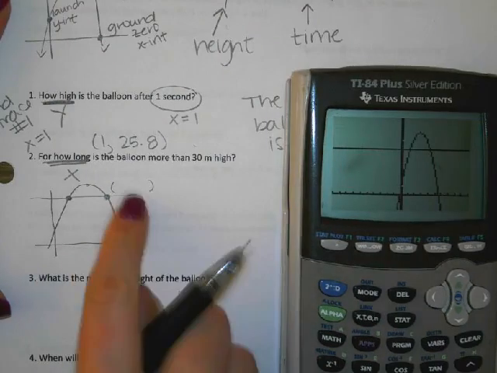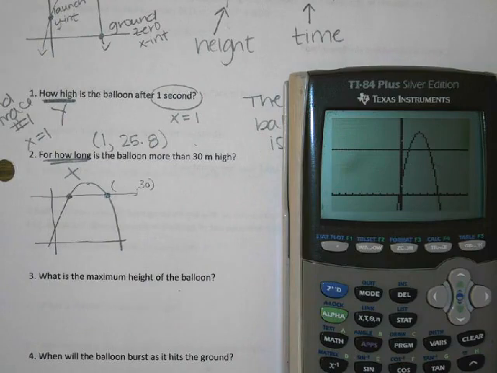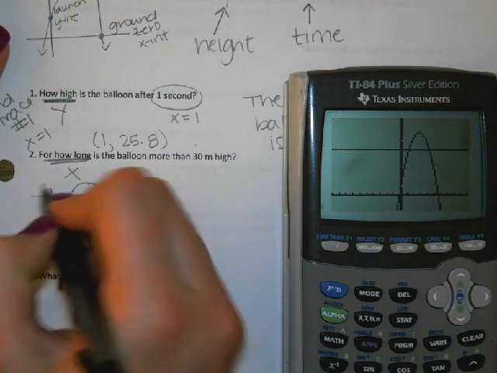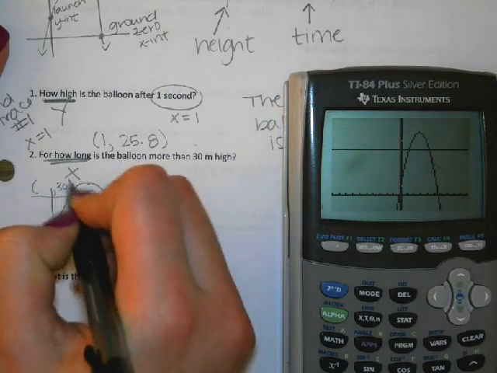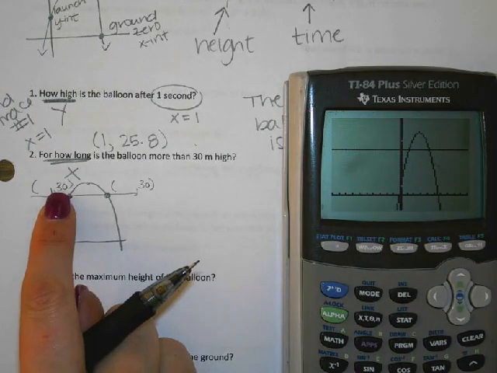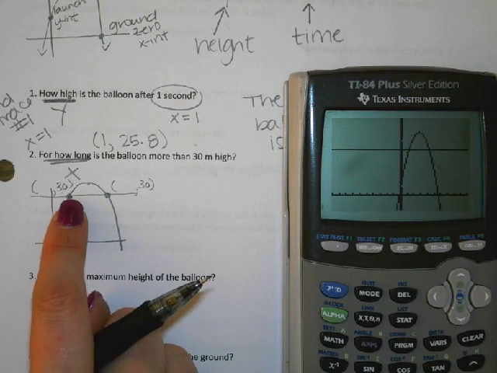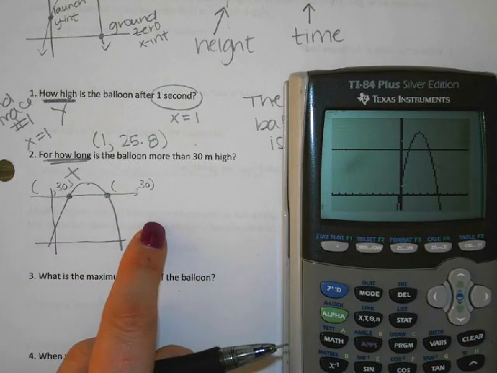So we want to find this point. It's going to be some sort of x coordinate and then a y coordinate of 30. And then we want to find this other point. It's going to have some sort of x coordinate, and the y coordinate is going to be 30. So we want to figure out what time it hit 30 on the way up and what time it hit 30 on the way down.